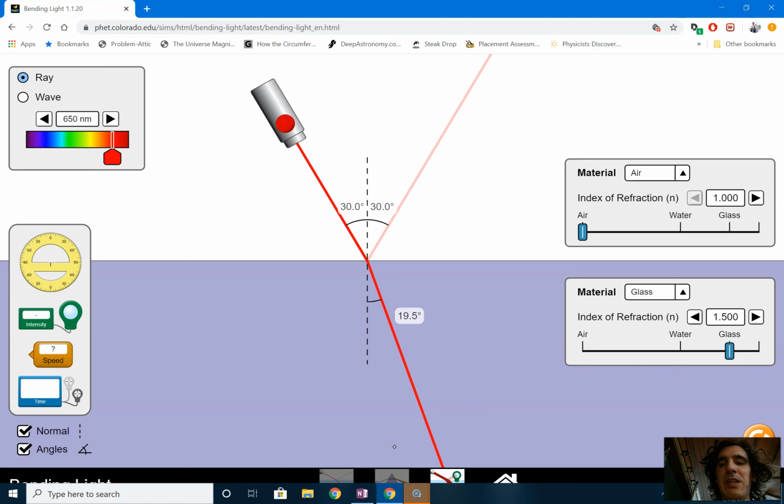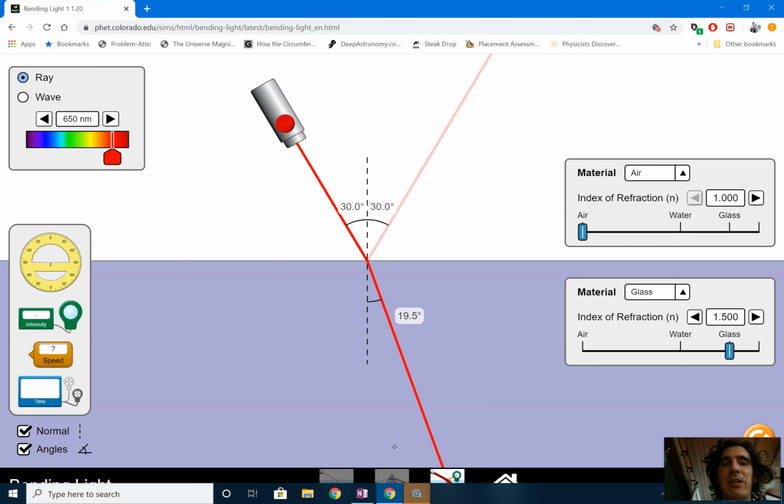We can also see that in this scenario, we have partial reflection going on. So part of the light is reflected off of the glass, and based on the law of reflection, theta I equals theta R. And then part of the light goes into the glass and bends, where we can see there's a decrease in the angle relative to the normal.